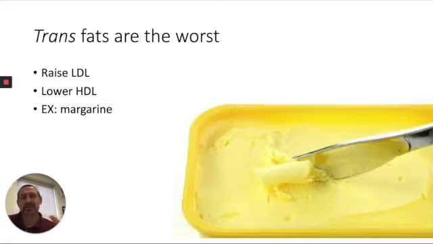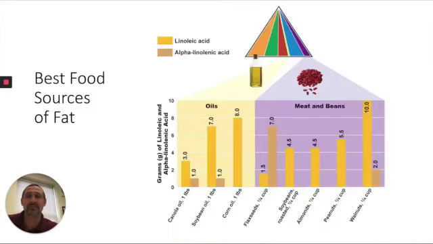Trans fats are the worst fats to eat. With trans fats, we've taken an unsaturated fat and added hydrogen to it. Margarine is a great example, but it's the worst because it raises the lousy lipids, the bad cholesterol, and it lowers the healthy cholesterols in your body.